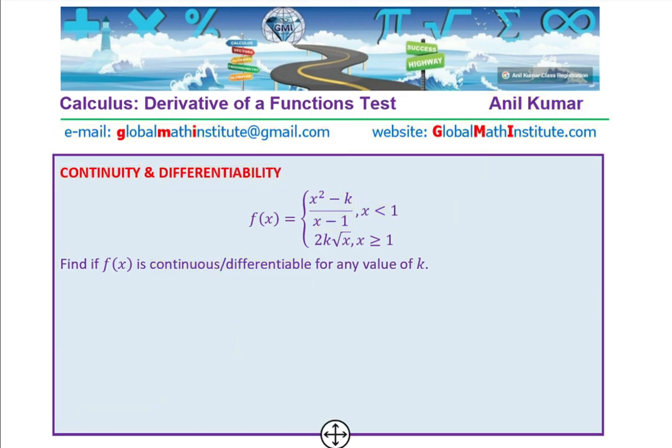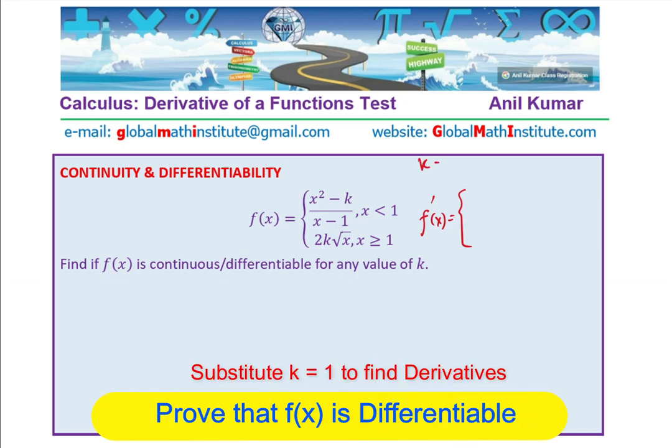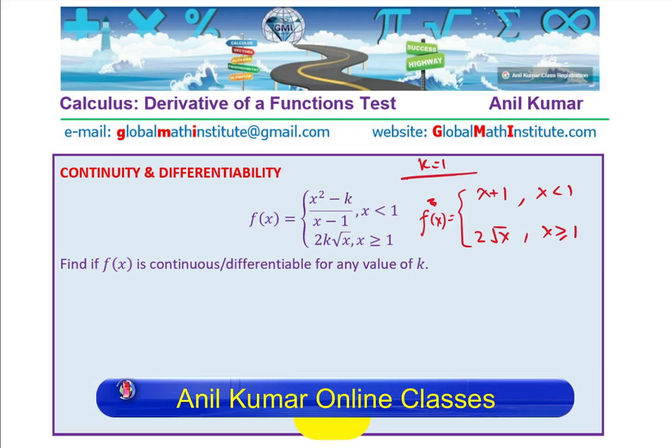Now let's continue with the differentiability part. So let's write down the derivative of the function here. What is the derivative? For k equals 1, we wrote that the function reduces to, so let me first write the function itself for k equals 1, then we'll write the derivative. It is x plus 1, and here we have 2 square root x. This is for k equals 1.